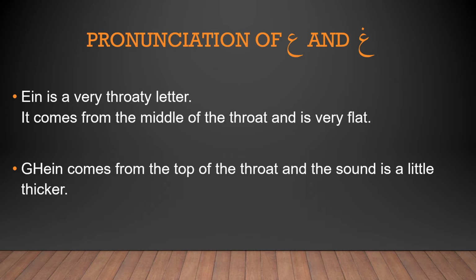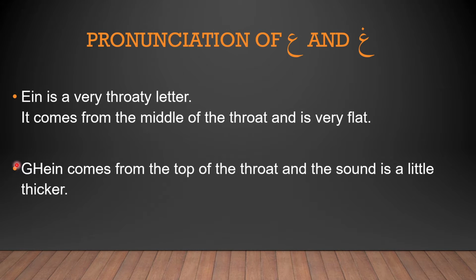Pronunciation of Ein and GHien. Ein is a very throaty letter. It comes from the middle of the throat and is very flat. Ein is extremely hard to pronounce and it's a unique sound. Even I am taking an effort to pronounce it. So Ein comes from the very middle of your throat. It's the voice box, the larynx, exactly from there. If you press it, you'll get the Ein sound.